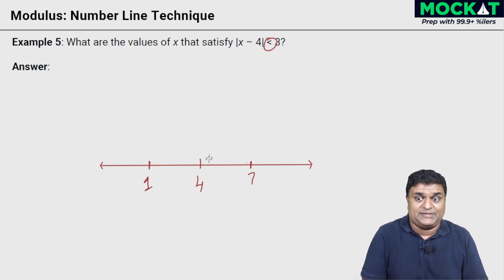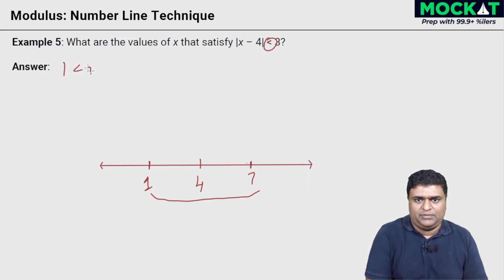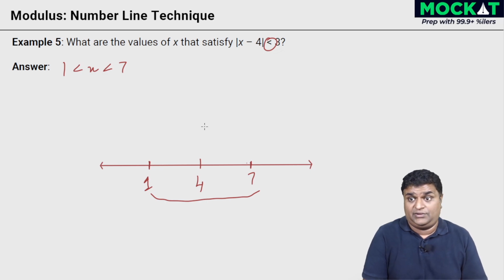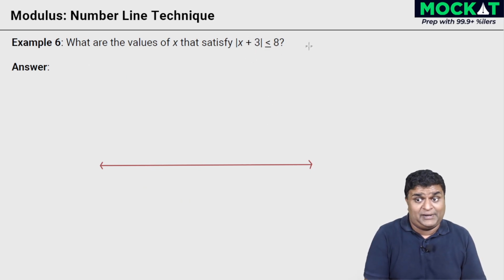No, it's just less than. So it can take any value between 1 and 7. So x over here can be between 1 and 7, not less than or equal to. That's the range. Let's take up another one with a plus.